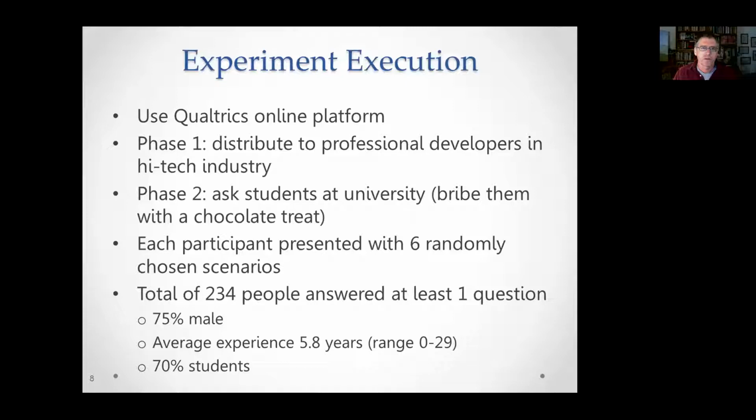The experiment was executed on the Qualtrics online platform in 2 phases, first with professional developers and then with students. Each participant was presented with 6 randomly chosen scenarios out of the 11 because we found out that 11 scenarios was too long. A total of 234 people answered at least one question, of which 75% were male. The average experience in programming was just under 6 years, and 70% were students.